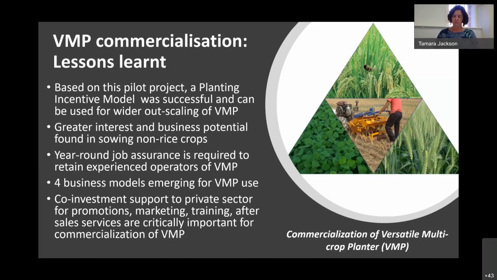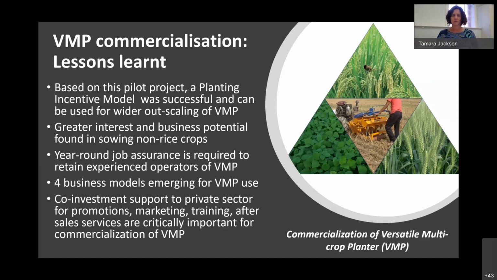But with all commercialisation, which is a large experiment in an uncertain world, there are important learnings from the experience we've gained. Firstly, the non-rice crops are the most prospective and the crops for which there's the greatest initial business potential. So areas where diversified Rabi season cropping exists are the areas of greatest promise for promoting the VMP and commercialising the technology. The second learning has been that experienced operators are critically important for the success of planting, especially in the initial stages.